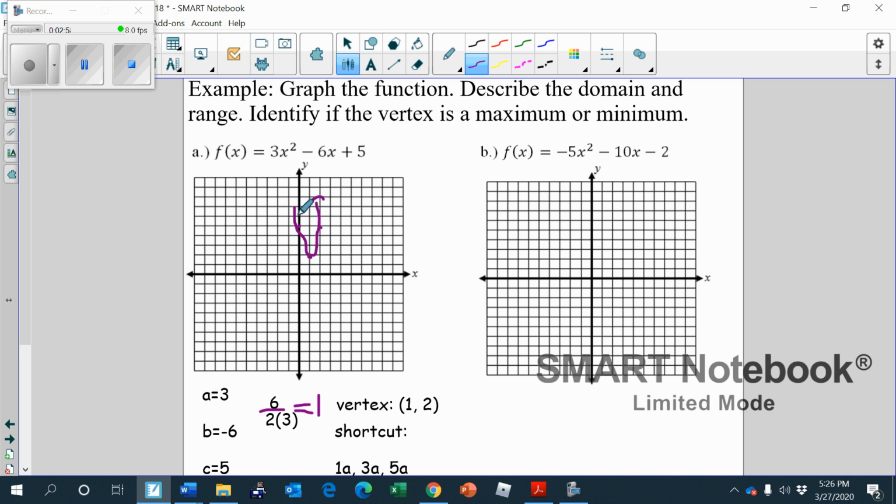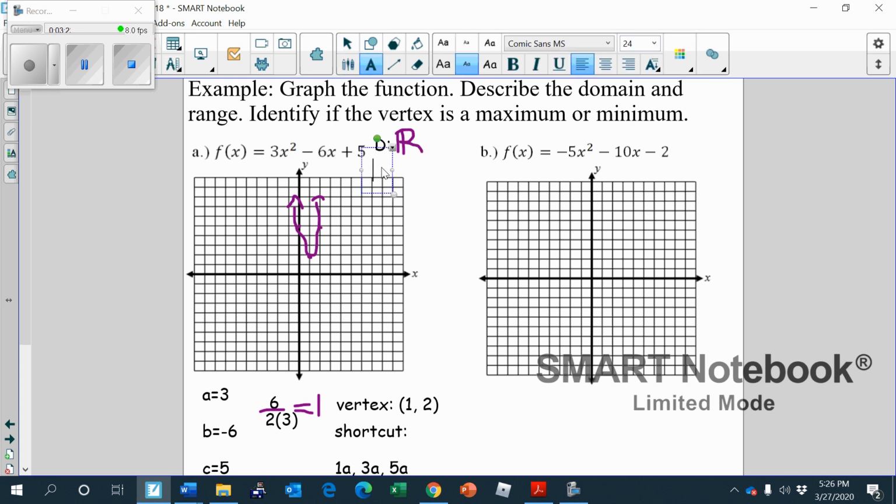There's your parabola. Of course, you know it's supposed to look like a U, not a squiggly U. And let's describe the domain and range because we know how to do that as well. Our domain, easy peasy, is all real numbers, right? Remember, that's our symbol for all reals.